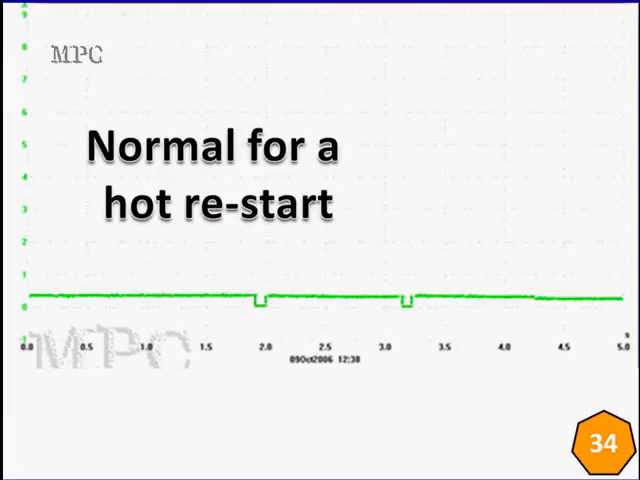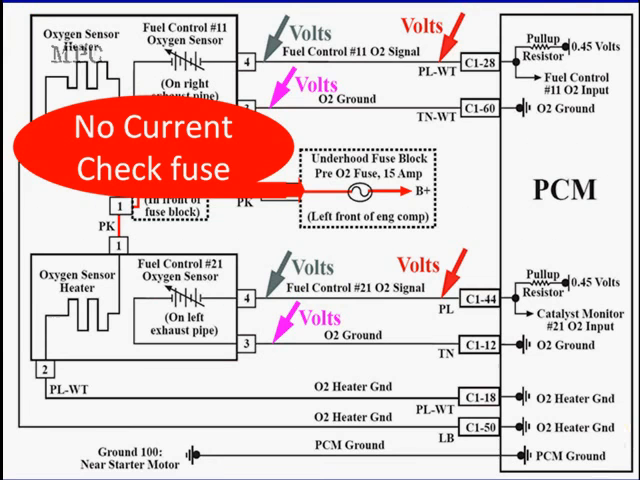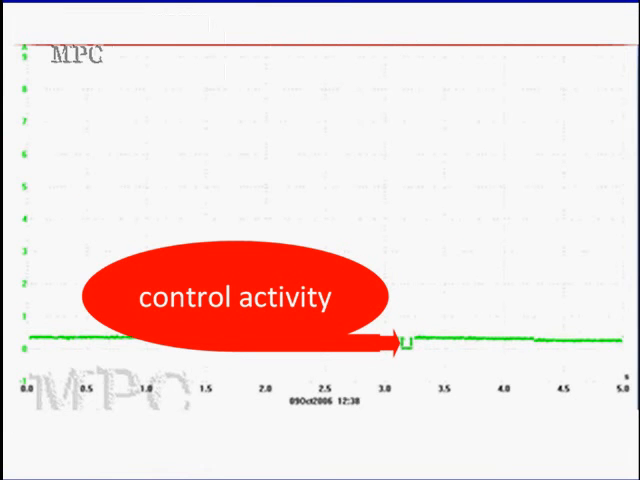This is normal for a restart, but we've got a couple blips in the middle. We need to understand what those are. We'll talk about it. If you have no current flow, go check the fuse. But this is normal activity. And looking at this normal activity, we see that it's being turned off by the PCM. What the PCM is doing, current flow goes to 0 when the PCM ungrounds the control for the ground. That's why ground voltage is higher than normal.